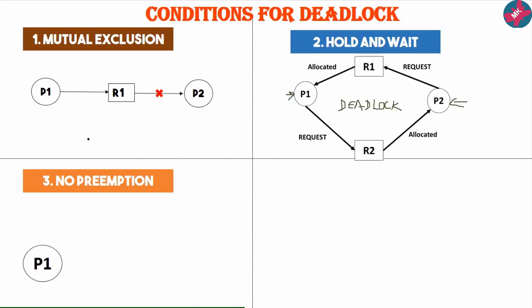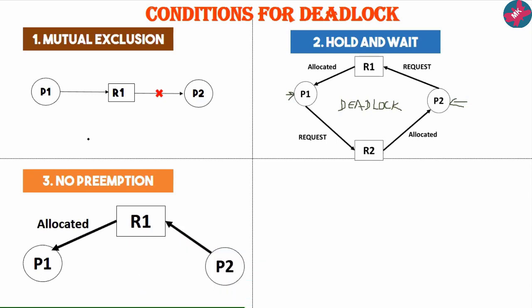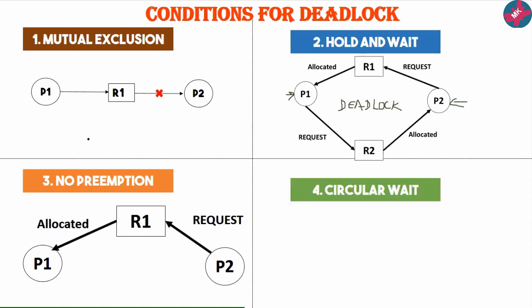Now consider the third situation, no preemption. Means what? Suppose process P1 is there and it is holding one resource called R1, isn't it? And suppose P2 wants that resource. So unless and until P1 releases the resource R1, this P2 request will not be granted. That is the meaning of no preemption.